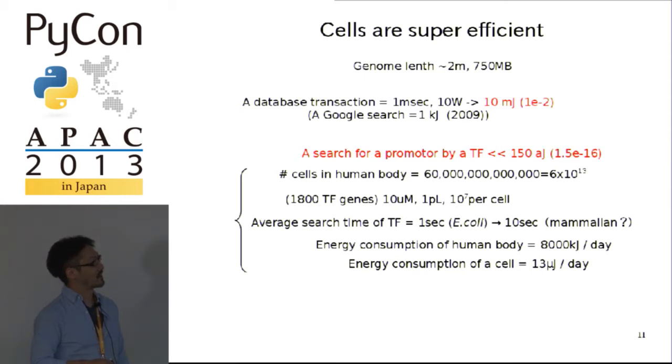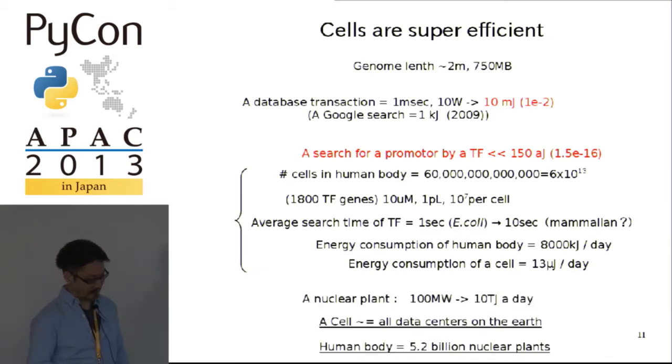The difference is as huge as, for example, if you replace the information processing occurring in your cell using your laptop computer, then you're going to need lots of nuclear plants. The information processing occurring in a cell is equivalent to the information processing occurring in all data centers on the Earth. If you replace this using computers, then you're going to need billions of nuclear plants.